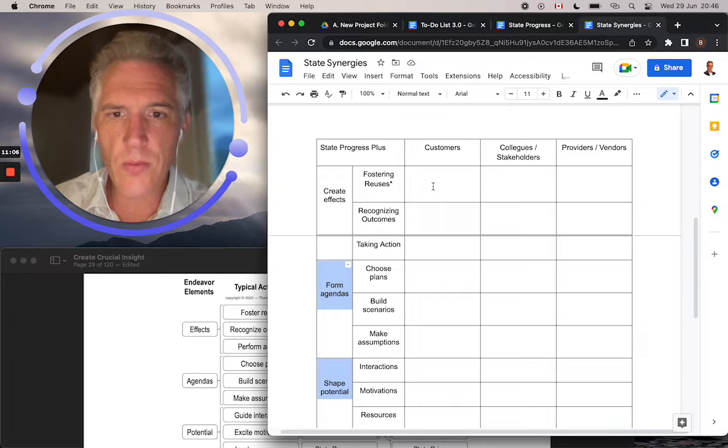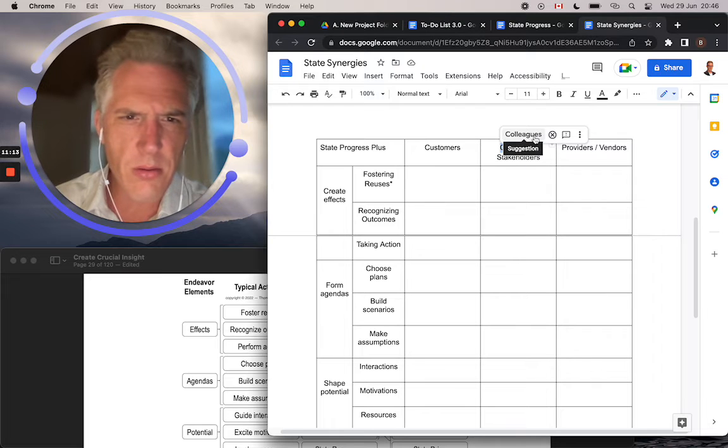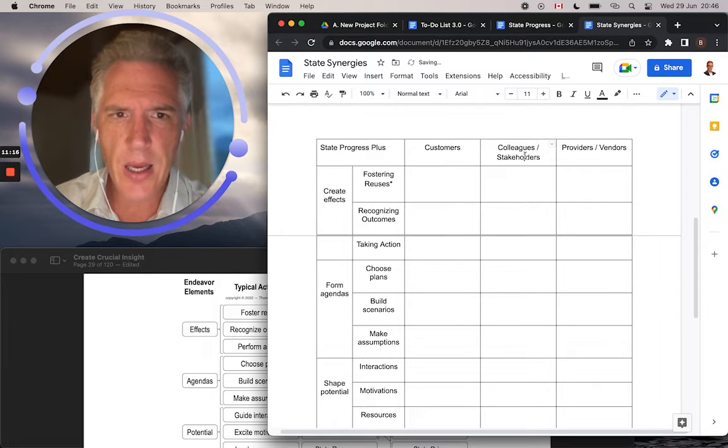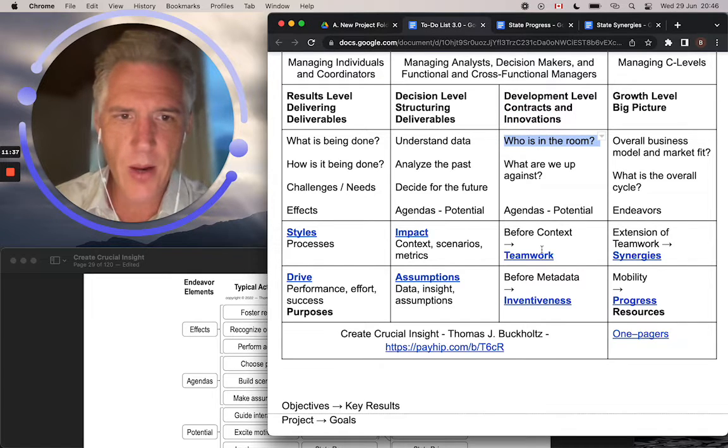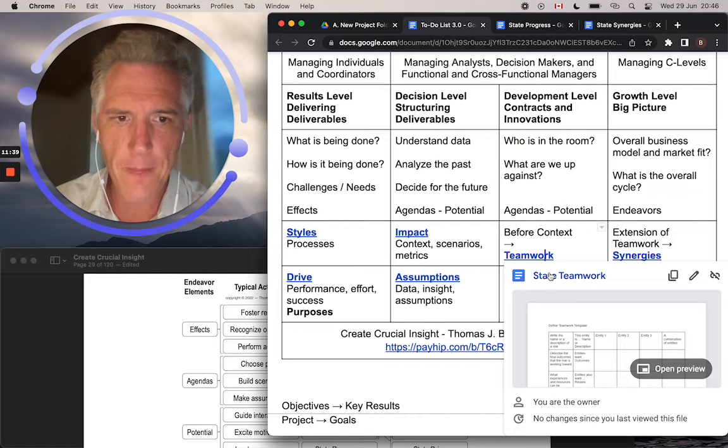All right, so teamwork includes, so it's easiest to talk about so specifically, which customers are we talking about? Specifically, which colleagues or stakeholders are we talking about? Which providers or vendors are we talking about? Who's actually in the deal? Right? So there it is. This is the deal level, contracts level. And so we got to find out who is in the room. And that's why we jump into the teamwork.